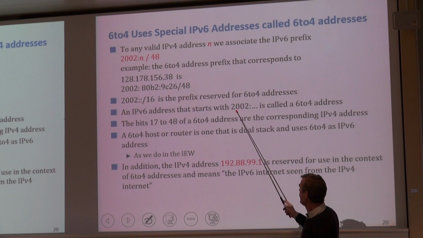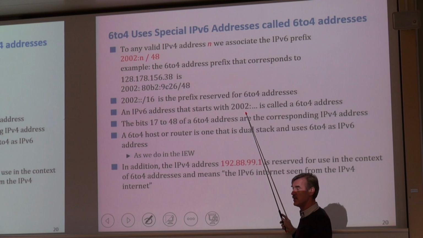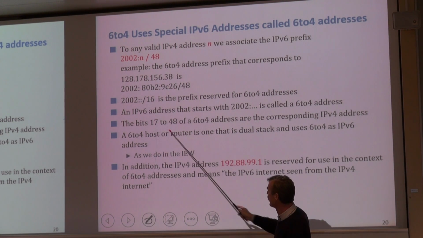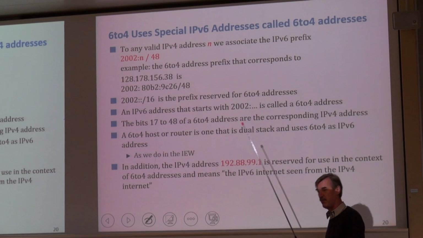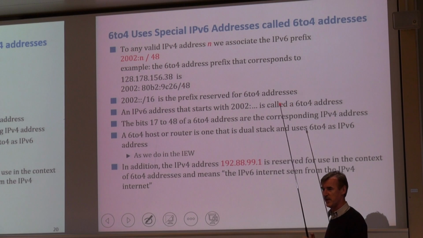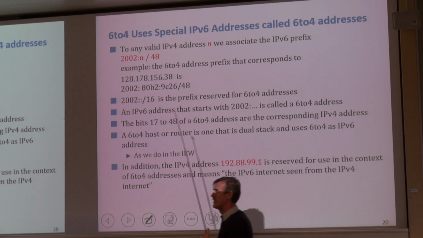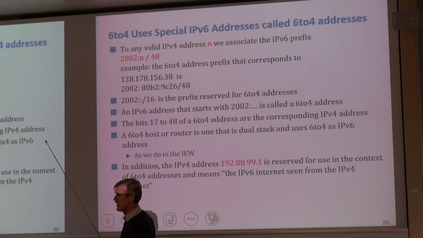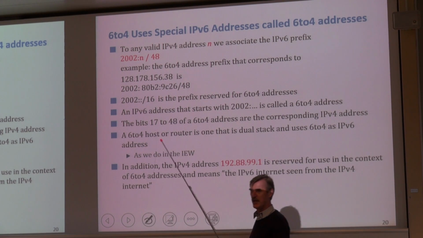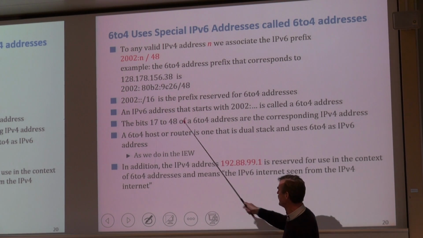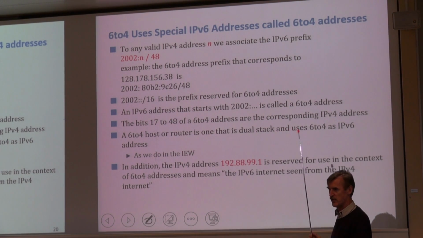So anything that starts with 2002 is a 6to4 IPv6 address. It is a valid IPv6 address. But we know that the bits 17 to 48 of such an address are a valid IPv4 address. And as you can imagine, that's the main trick to make the tunneling automatic. When somebody sees an IPv6 address of that kind and wonders, how do I get there? I need to go via IPv4. How do I get via IPv4? Well, I will simply get this block to construct the IPv4 destination address.